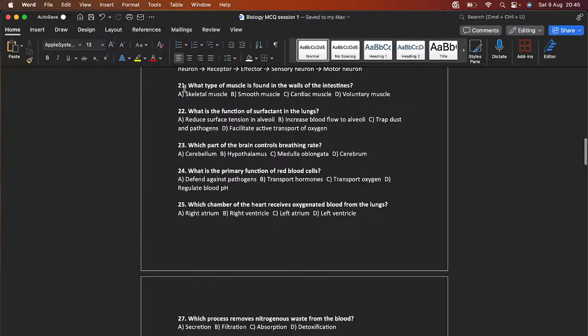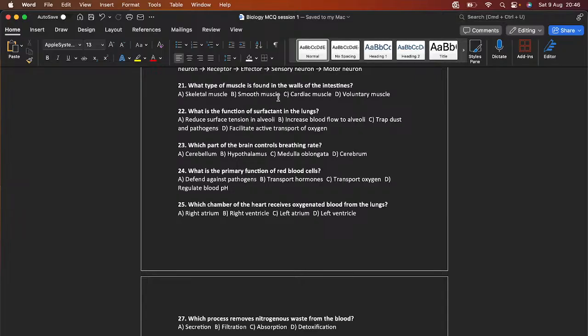Next question, what type of muscle is found in the walls of the intestine? Is it skeletal muscle, smooth muscle, cardiac muscle, or voluntary muscle? Okay, there is nothing called voluntary muscle. So you could essentially say the voluntary muscle is the skeletal muscle because that's the muscle that we are able to control.